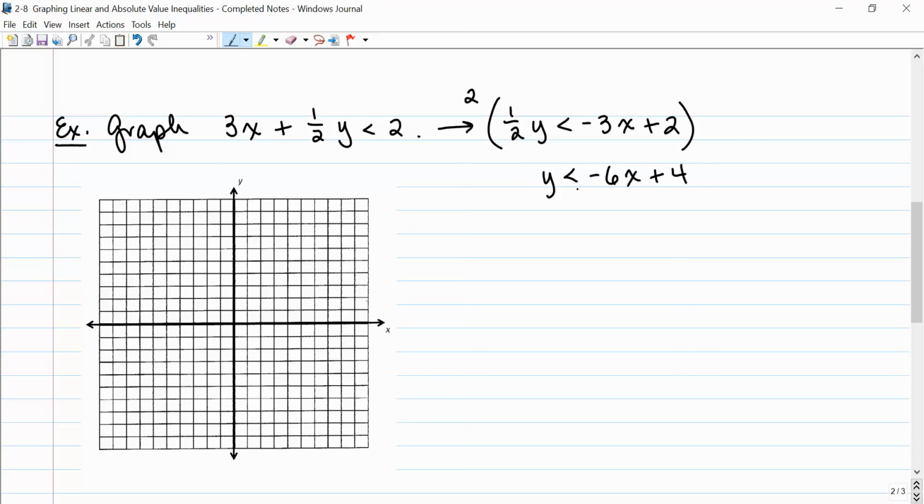So since it's just a less than and not a less than or equal to, my line is going to be dashed. And because it's a less than, I'm going to be shading below the line. So let's go ahead and graph that line. My y-intercept is 4, and my slope is negative 6. So I'll just give myself a few dots here on the line, and then fill in between those dots with dashes.